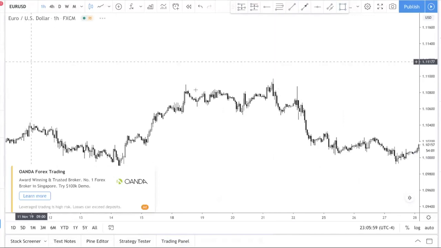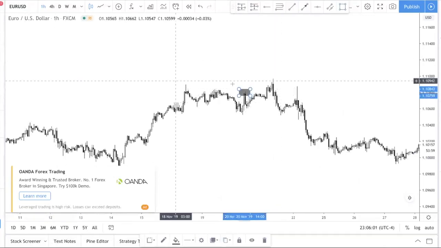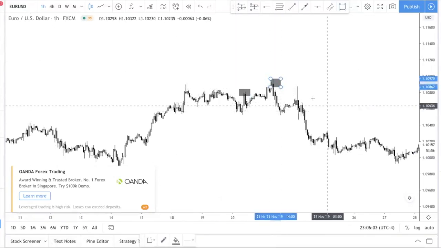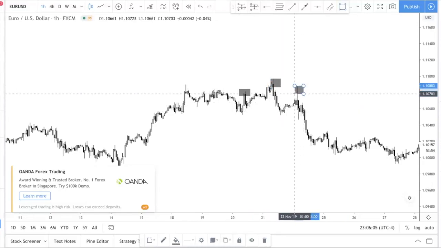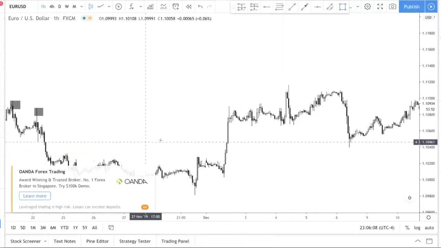Okay, so you can see over here again, this is the left shoulder, this is the head, and this is the right shoulder.